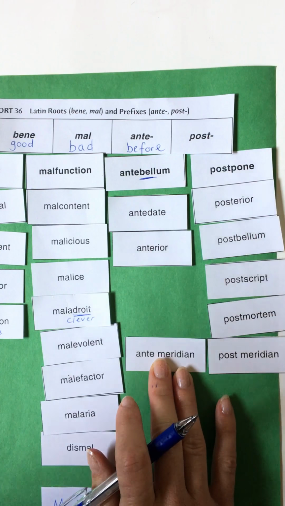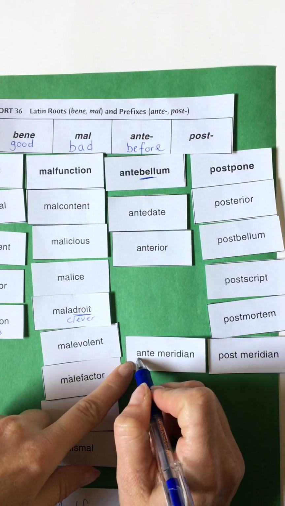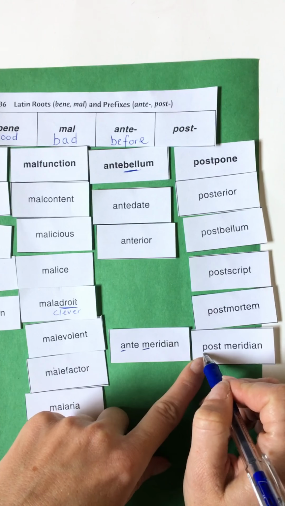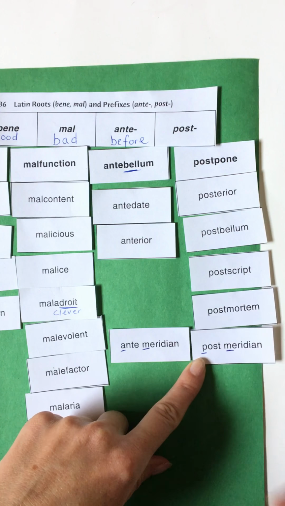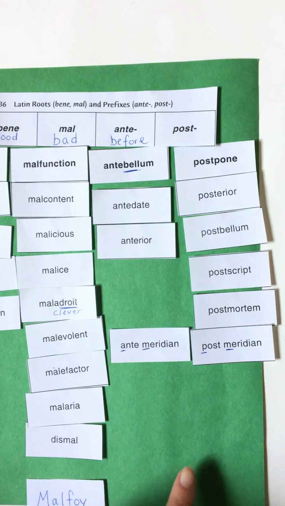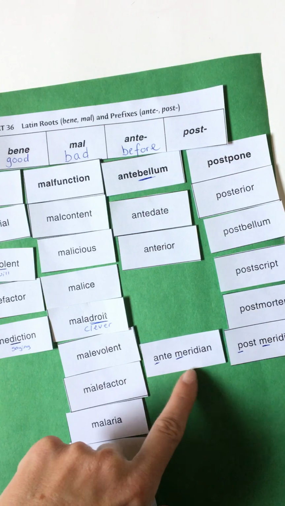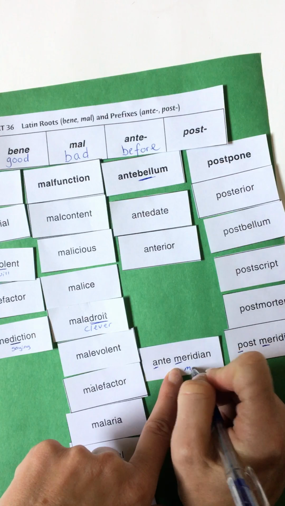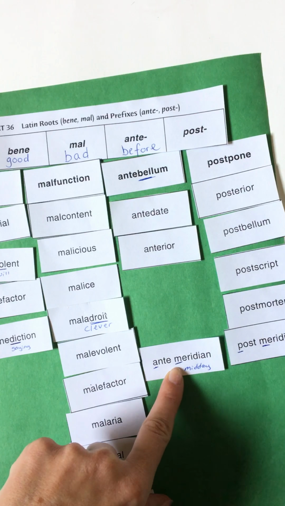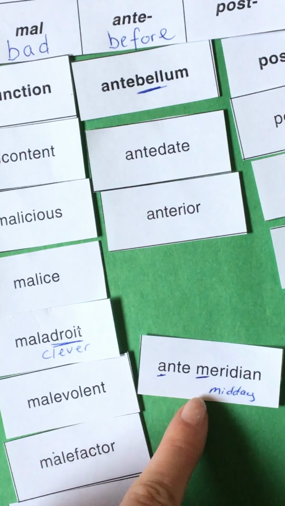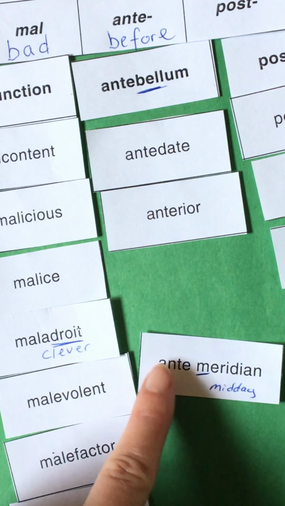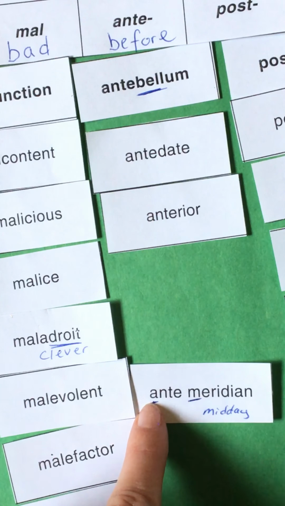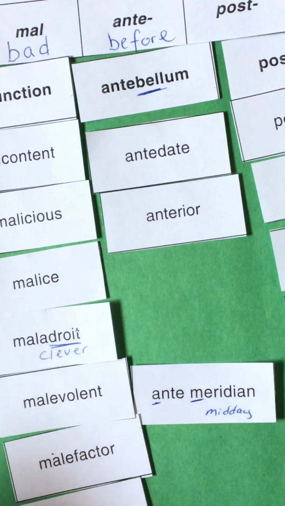And let's take a look at this one. Oh, look at this. A.M., P.M. You have a feeling you know what that means? Before, and this means, it's a Latin word meaning midday. So that's where we get our AM and PM from. Is it before noon or afternoon? Noon is midday. So that AM comes from antemeridian and PM comes from postmeridian.